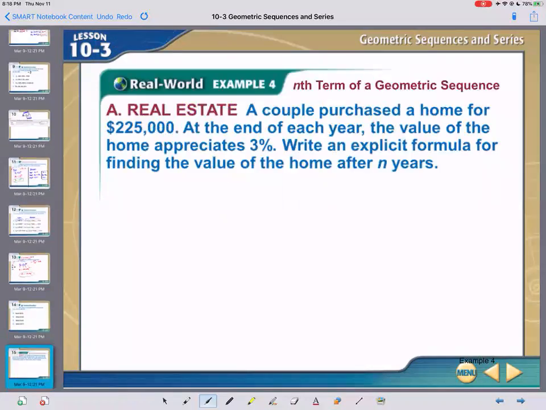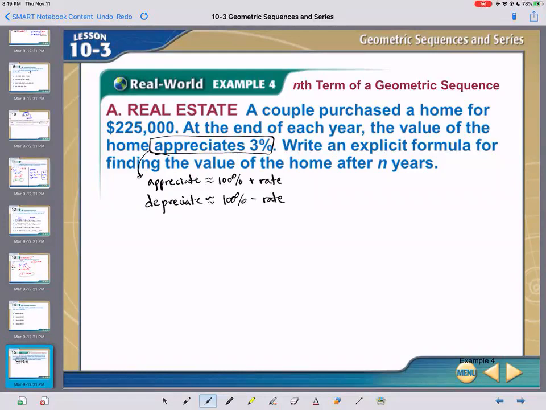All right, let's take a look at a real world example. It says real estate. A couple purchased a home for $225,000. At the end of each year, the value of the home appreciates by 3%. I'm going to pause here. Appreciate. When you see the word appreciate, what that means is it grows from being stable, and being stable is 100%. So what appreciate means is 100% plus the rate. For the record, depreciate, if you saw that, would be kind of like the opposite. If it loses value, this would be 100% minus the rate if you saw depreciate. So I'm just going to give you that note.